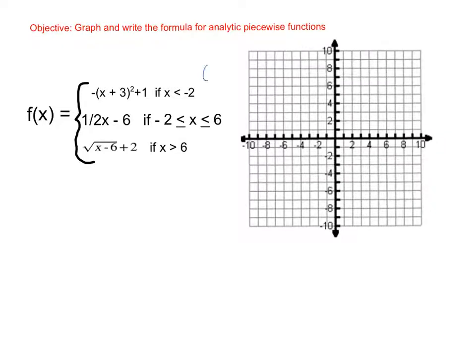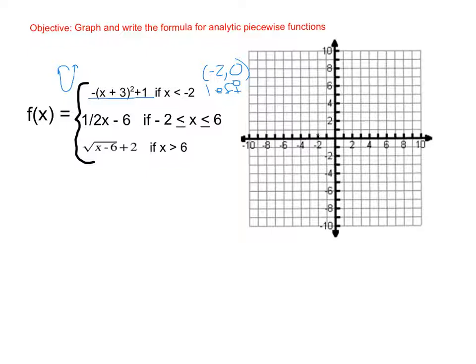All right, so -2, if I plug in -2, now what is this a graph of? This is a parabola. So if I plug in -2, I get 1 squared, -1 plus 1 is 0. It is an open circle, and we are going left.